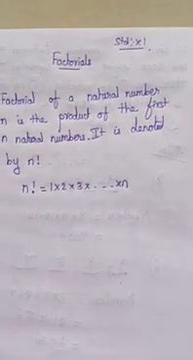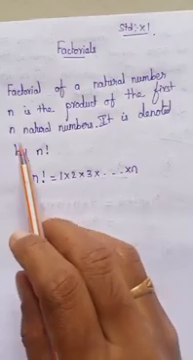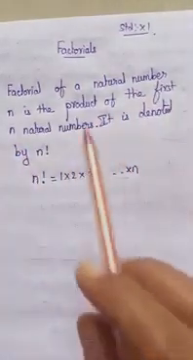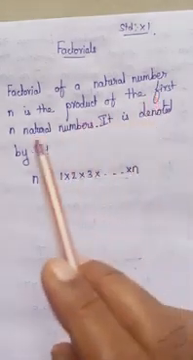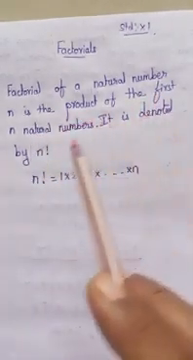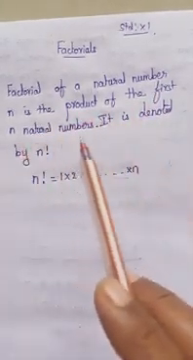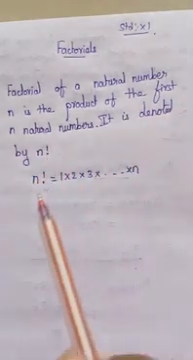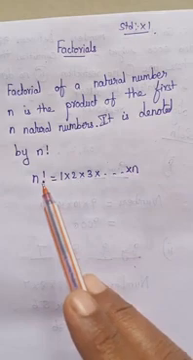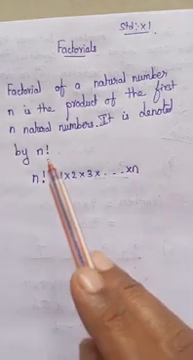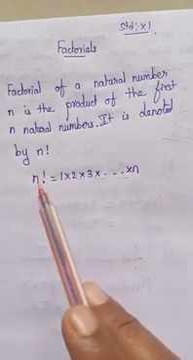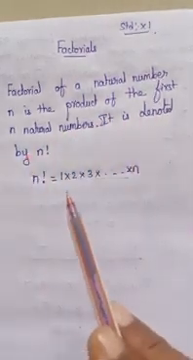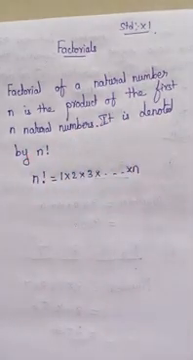The factorial of a natural number n is the product of the first n natural numbers. It is denoted by n factorial, written as n with an exclamation mark. So how to read it? N factorial. They have mentioned the product of the first n natural numbers, so 1 into 2 into 3 and so on up to n.